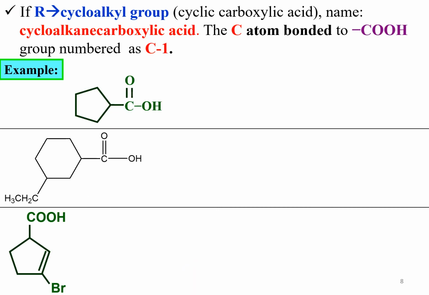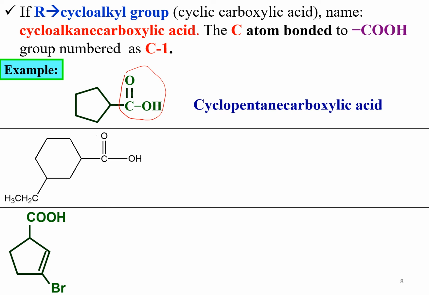Okay, if R is a cycloalkyl group, it is a cyclic carboxylic acid, named cycloalkanecarboxylic acid. The carbon atom bonded to the COOH group is numbered as carbon 1. So COOH is the parent. You can see here, cyclopentanecarboxylic acid. It means that COOH is the parent, the carboxylic acid, and the cyclopentane is connected to COOH.